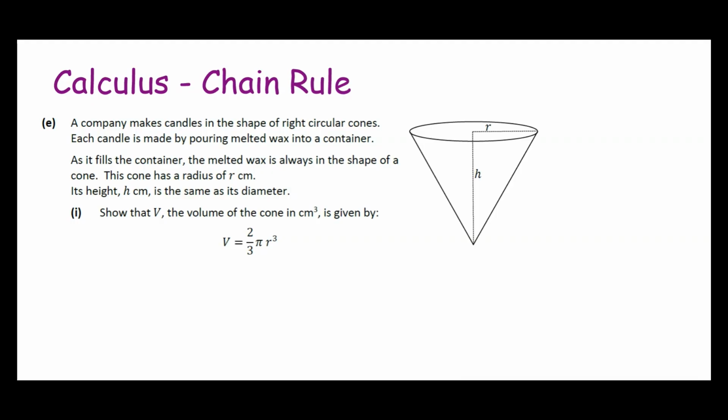Okay, let's see. A company makes candles in the shape of a right circular cone, and we can see that each candle is made by pouring melted wax into a container. As it fills the container, the melted wax is always in the shape of a cone. This cone has a radius of r. We can see that its height h is the same as its diameter. So that's a crucial sentence.